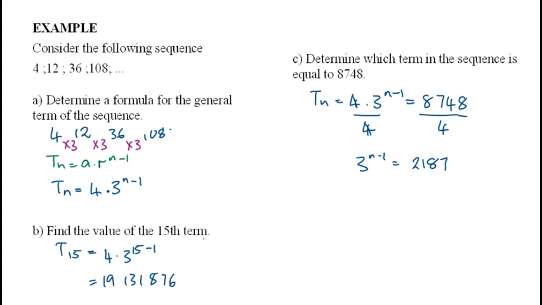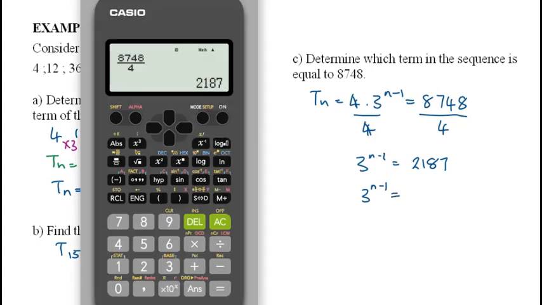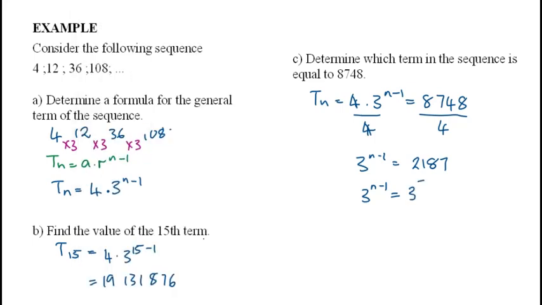So that means we need to write this 2187 in exponential form. There's a function that you can use on a Casio calculator. The function works like this: you just press shift and press this factorial button over here, and it tells you that this is 3 to the power of 7. Now that the bases are the same, we can solve and say n minus 1 is equal to 7. Take the 1 over, then n is equal to 8. So it is the 8th term.